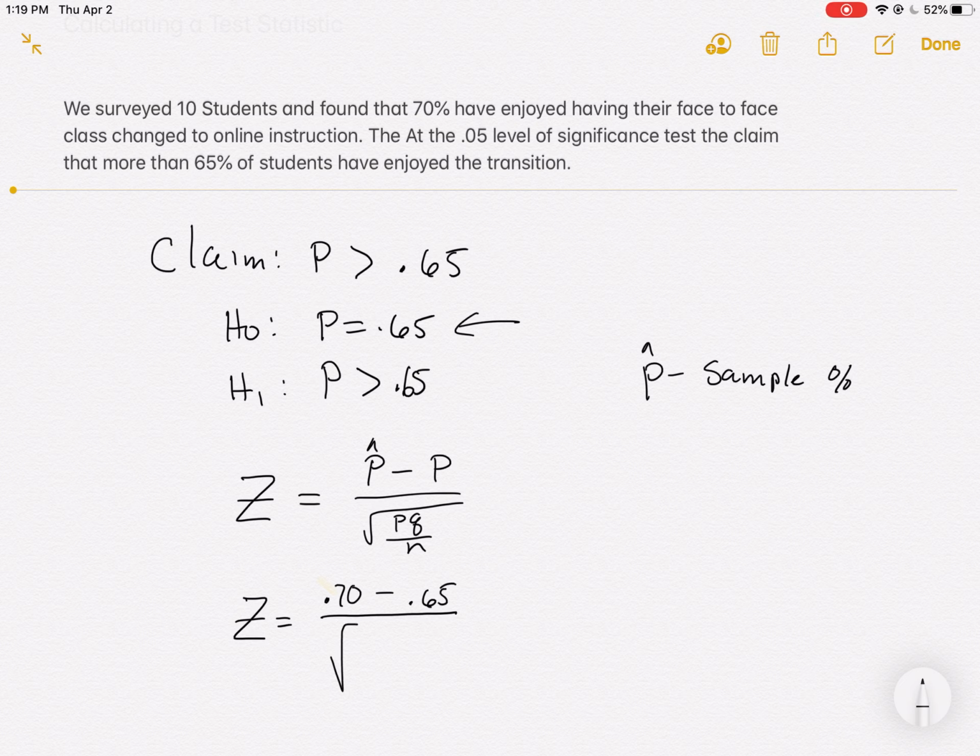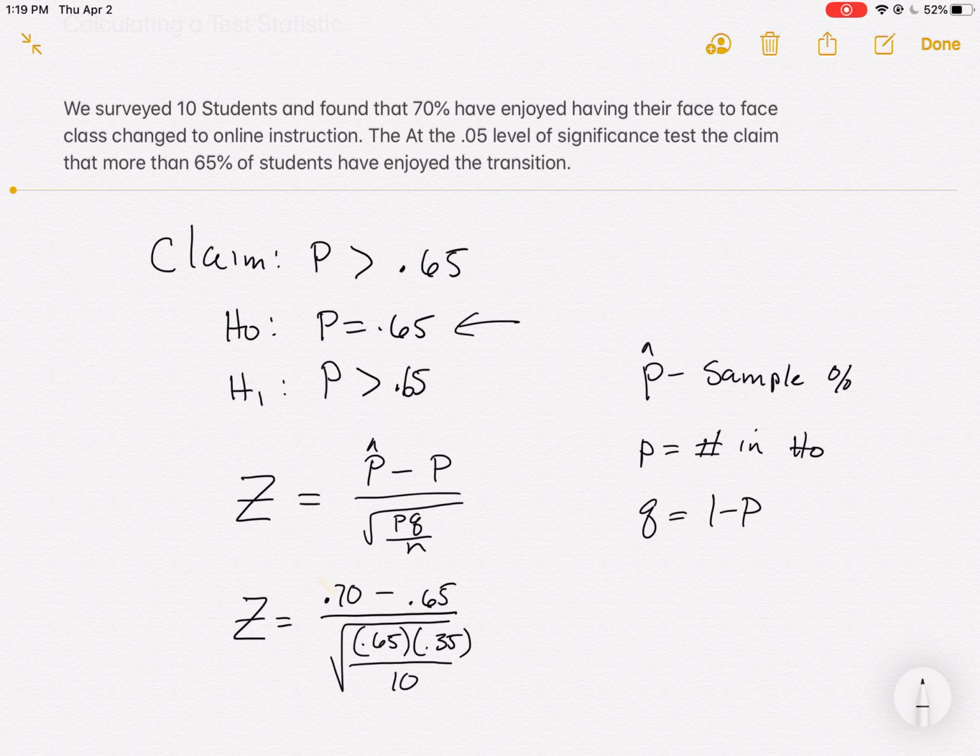And then be very careful down here. It's a pq, so that's the same p, 0.65. You know what q is. Let me write what p is. p is, I'll put the number in the null hypothesis. And q is always 1 minus p, so in our case q is 0.35. And that's all over the sample size of 10. And you'll run that calculation by taking the 0.70 minus 0.65 and then dividing that by the square root of 0.65 times 0.35 divided by 10.